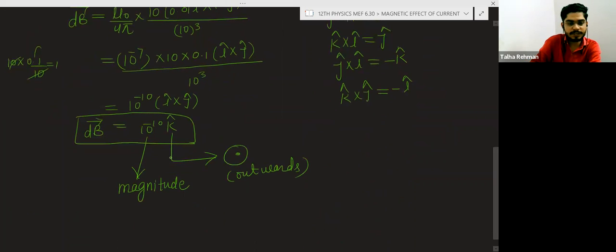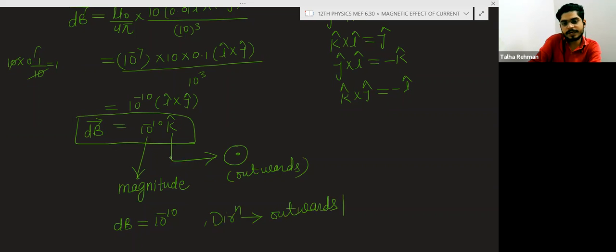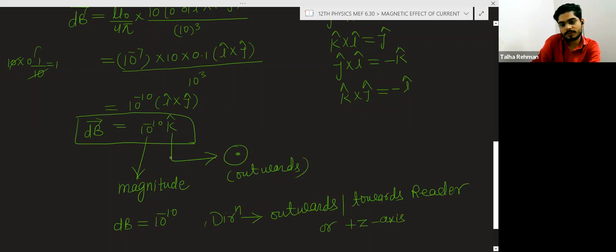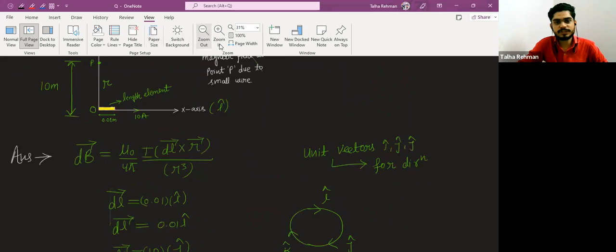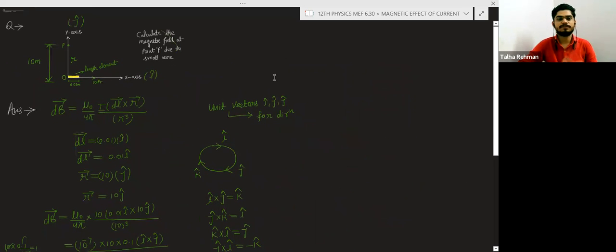Magnitude means dB. dB you will get 10 to the power minus 10. And for the direction, you will say outwards, or you will say towards reader, or you will say positive z axis. Okay, please note this question. This type of question you should know how to solve.